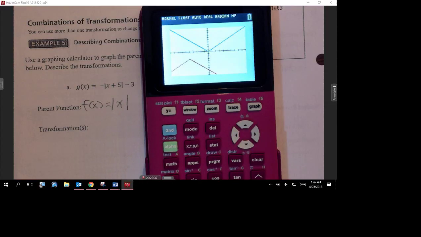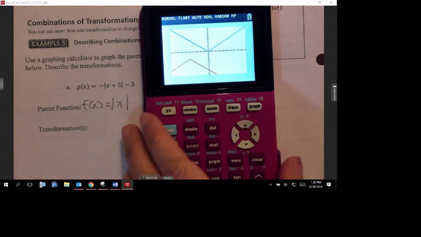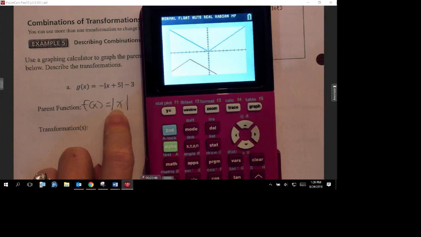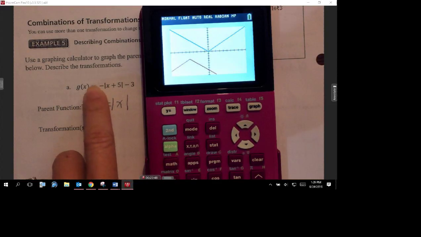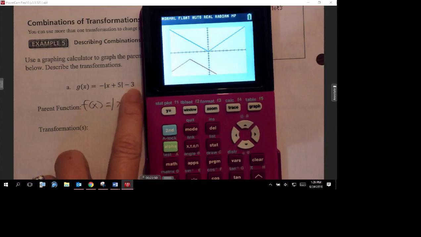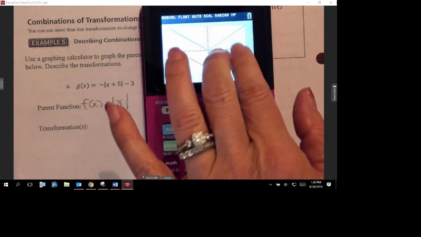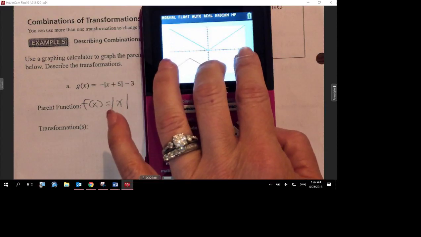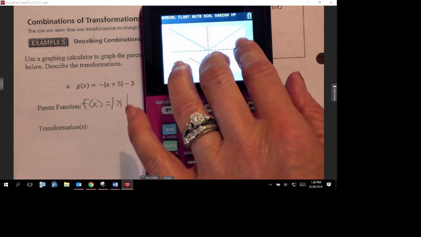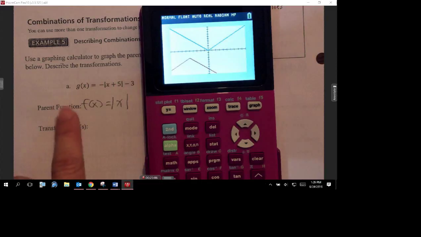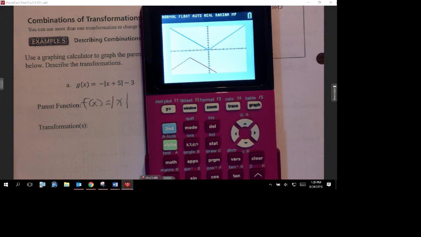Anybody else have a problem? Okay, so now what it's asking is for us to say all the transformations from f of x equals absolute value of x to f of x equals negative absolute value x plus 5 minus 3. So we're going to go through each transformation. The negative sign is the first one. Let's talk about what the negative sign does. And by the way, you don't need this to figure it out. We're just practicing typing stuff in our calculator. You should be able to do this using our notes from before.